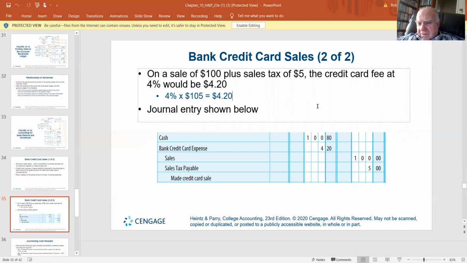Credit card fees. Let me take a snort here. Oh, that's good soda.